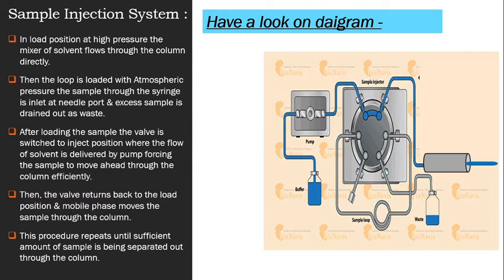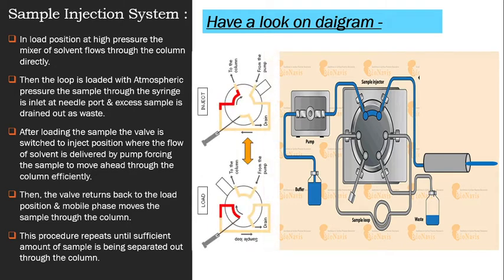After loading the sample, the valve switches its position to the inject position. This is the inject position, where the flow of solvent is delivered by a pump, forcing the sample to move ahead through the column efficiently. The sample is moved ahead. Then, the valve returns back to the load position. The mobile phase moves the sample through the column. This procedure repeats until a sufficient amount of sample has been separated out through the column. This is the first load position, then comes the inject position.